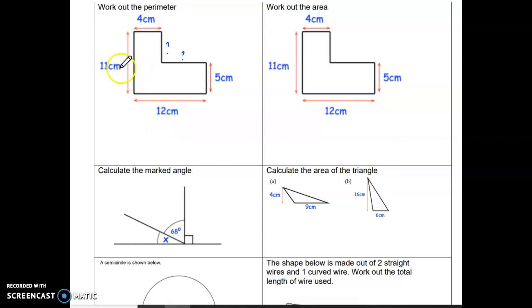Right, so what we do is we use the information that we've got and think, that's 12 all the way across the bottom, and that's 4. So this has got to be whatever I add to 4 to get to 12. 12 take away 4 gives me 8, so that's going to be 8 centimeters. Going upwards, that's 11, and this is 5. So 5 plus whatever that is gets me to 11. 11 take away 5 gives me this one, which is 6.